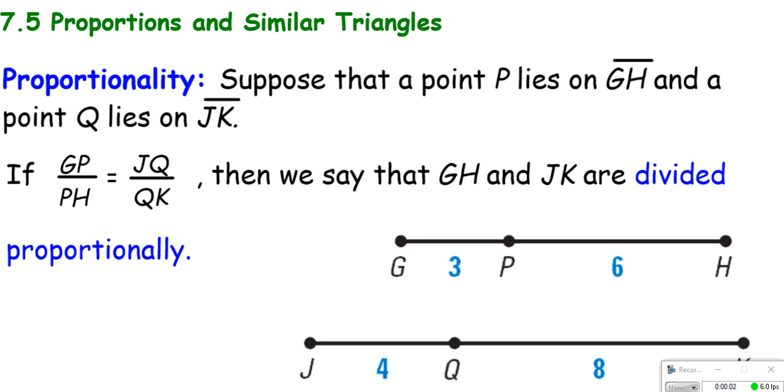Section 7.5 is proportions in similar triangles. So, what is proportionality? Suppose that point P lies on segment GH and point Q lies on segment JK. If the ratio of GP to PH is equal to the ratio of JQ to QK, then we can say that segment GH and segment JK are divided proportionally.